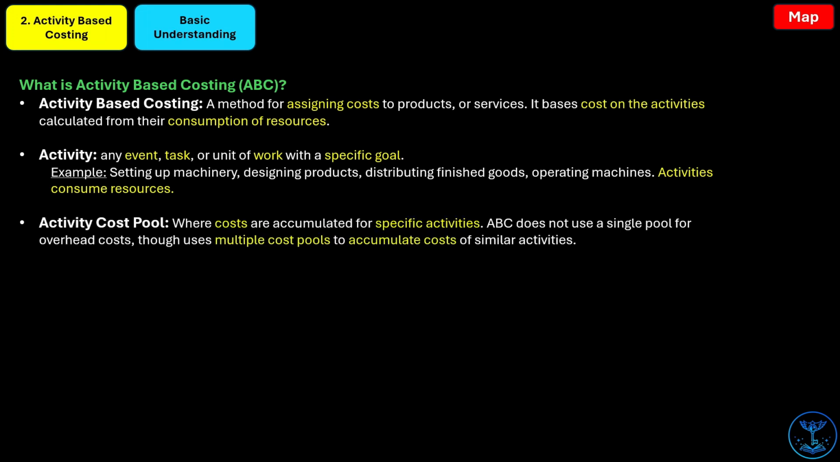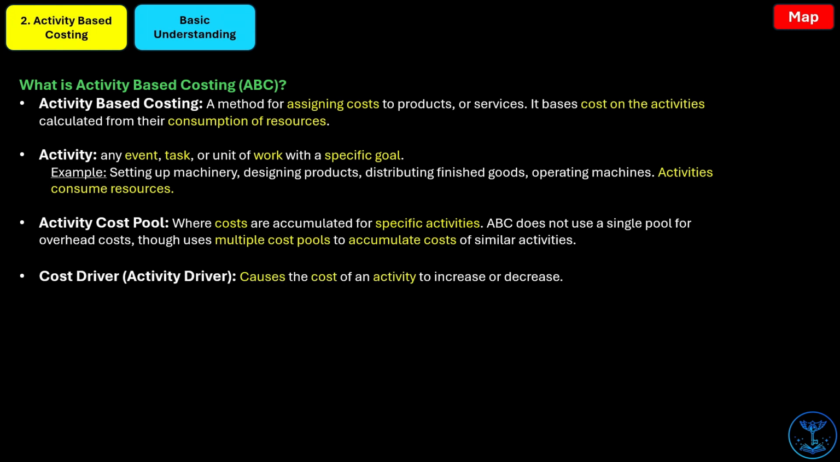Activity cost pools are costs accumulated for specific activities. ABC does not use a single cost pool for overhead costs, though. It uses multiple cost pools to accumulate costs of similar activities. And this may sound confusing, but when we go through an example throughout this video, you'll see what a cost pool is and how we can assign it and use it to actually calculate our activity-based costing.